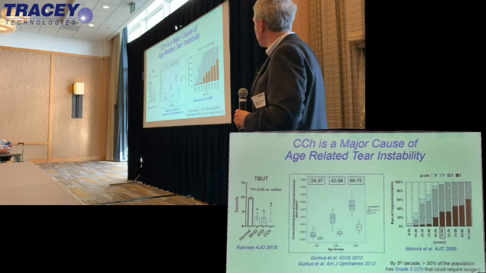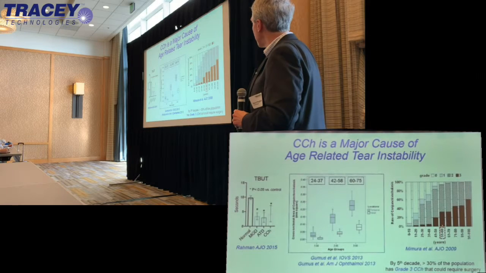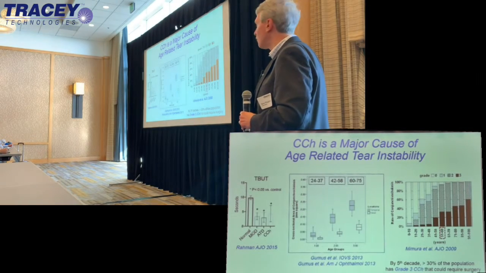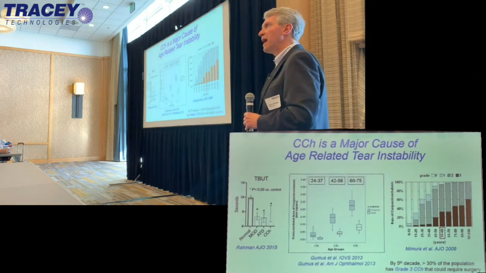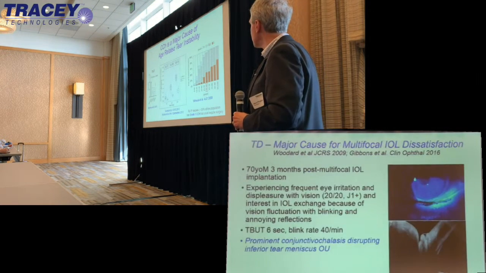And you can see that while it increases with age, the more severe conjunctival chalasis really starts to jump up around the 5th decade of life, where over 30% of people would have a grade 3 severity conjunctival chalasis.